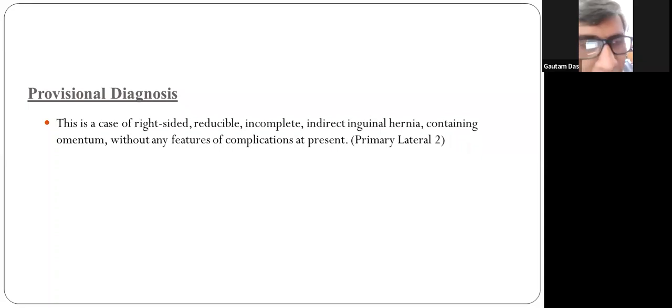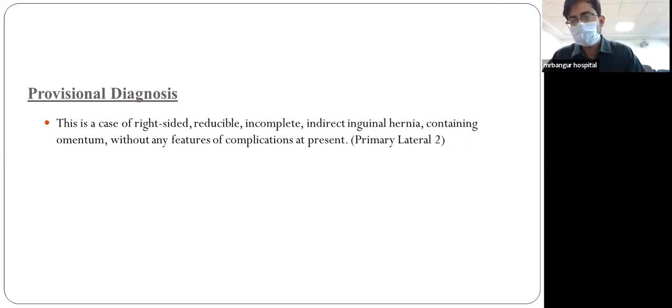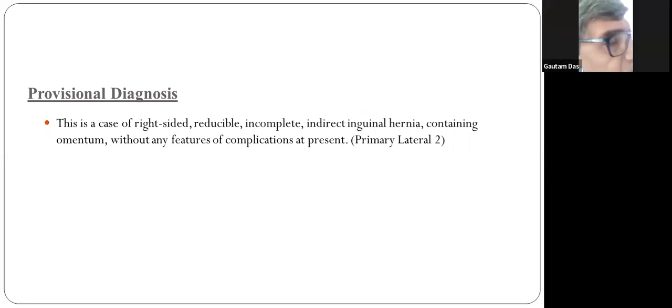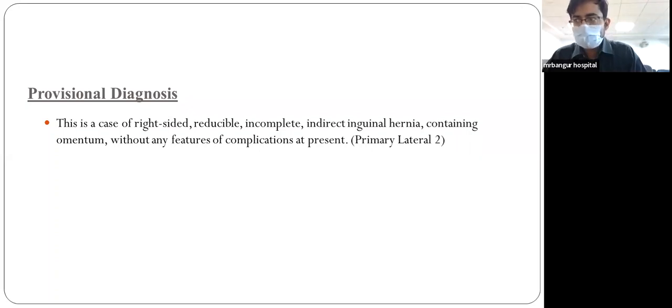Now you have told it is on the right side, no? Right side, yes, sir. Inguinal hernia: on which side is it common, right or left? On the right side, sir. Why is it common on the right side? Sir, because on the right side the testis descends later and the processus vaginalis is patent for a longer duration, sir. So that is why it is more common on the right side.